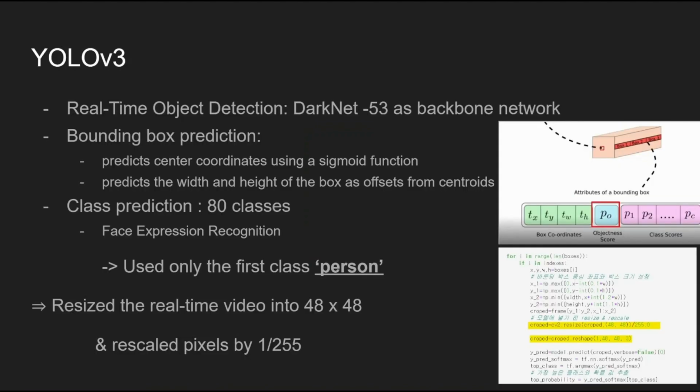To test our model in real time, we used YOLO v3. YOLO is a real-time object detection system with Darknet-53 as its backbone network. It first predicts bounding boxes from the image and then predicts the class of each bounding box. It has 80 object classes in total, but since we had to predict human facial expressions, we only checked the first class, person. With OpenCV, we could use the system camera on a laptop, and then we pre-processed the video and put it into our CNN model.